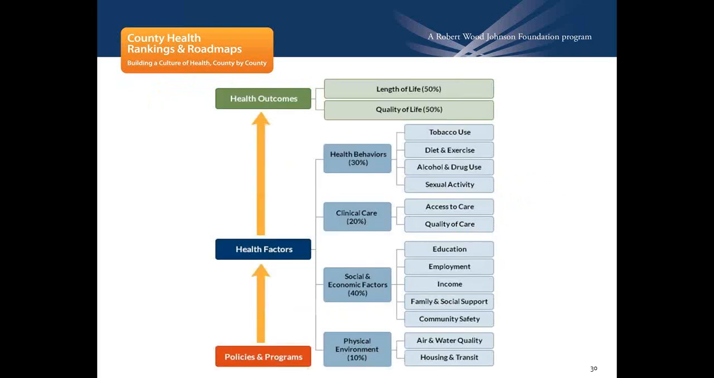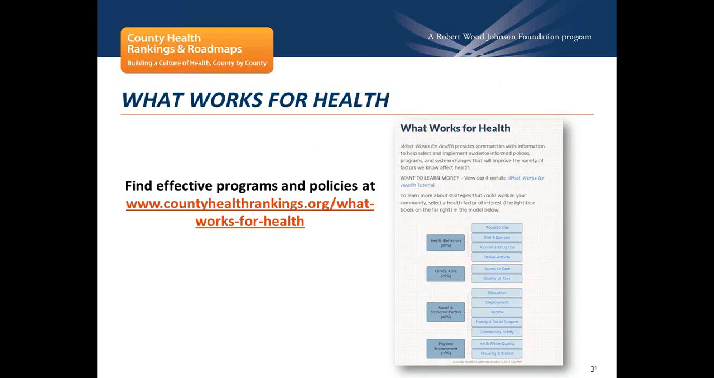So going back to our model, let's talk a little bit about the policies and programs that really impact health factors. What I'd like to do is bring you to another tool that shows you how communities can identify policies and programs and different strategies that they can use in their work. So before we go there, the What Works for Health database is an easy-to-use searchable menu of different solutions, and you can select a health factor of interest and then browse through those evidence ratings for strategies that address a particular health factor.